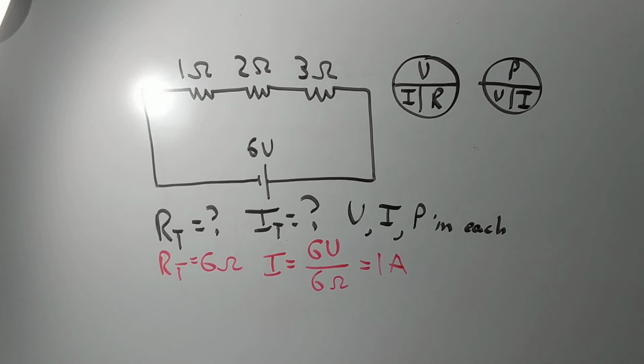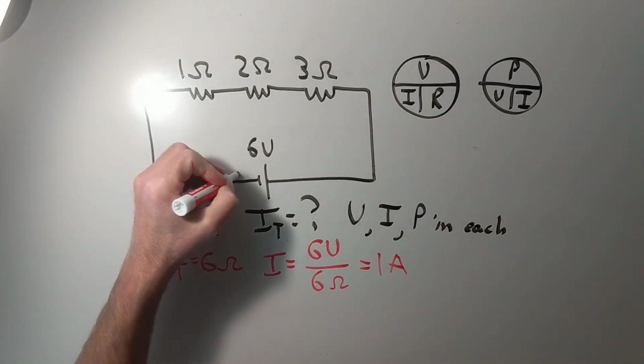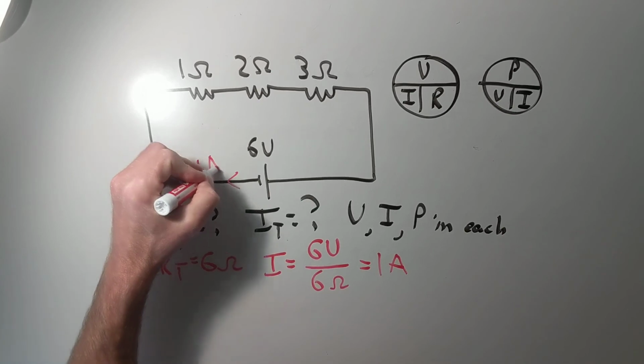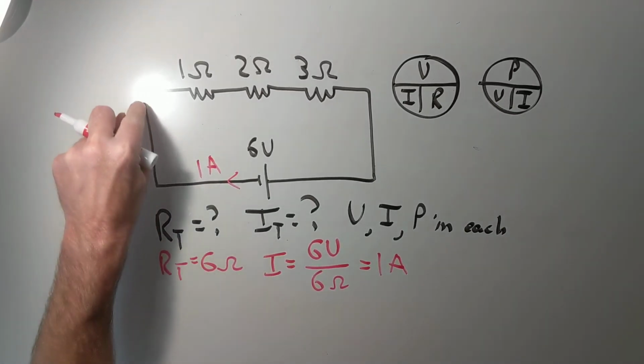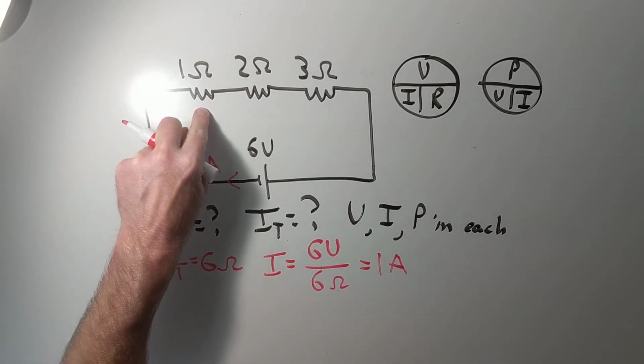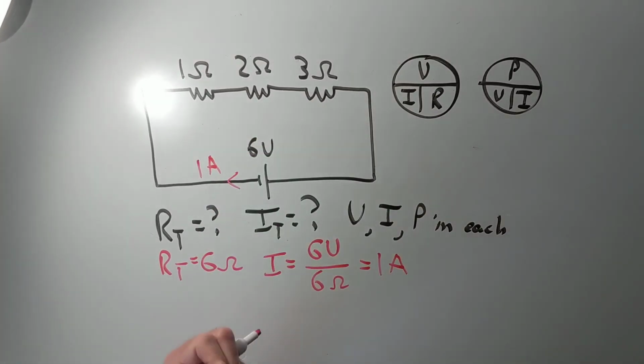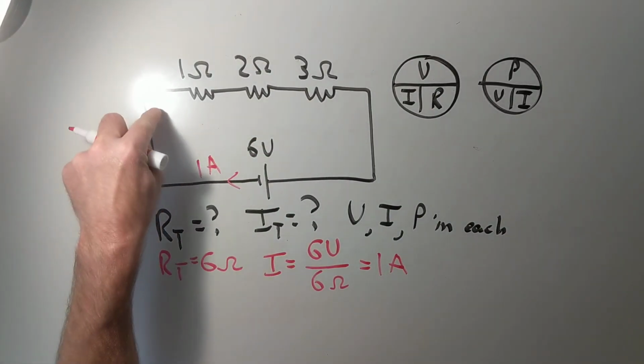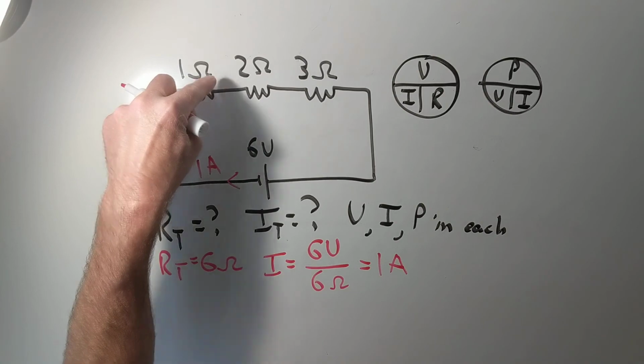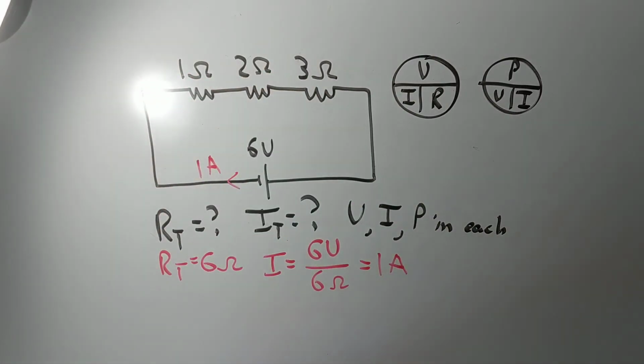Once we know this, the rest of this problem is actually really easy because we know a bunch of things about this. So we know that we're going to have current leave the battery, 1 amp of current. As it leaves the battery, when I want to find the current through each one, I know that the current's the same in every single one because there's only one place for it to go. It has to go through this resistor, then it has to go through this resistor, and then through this resistor.